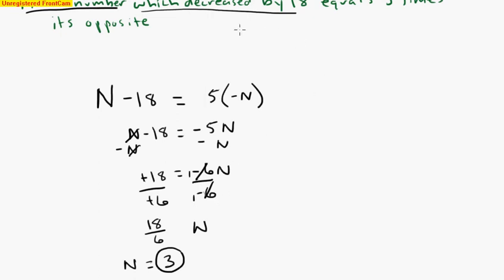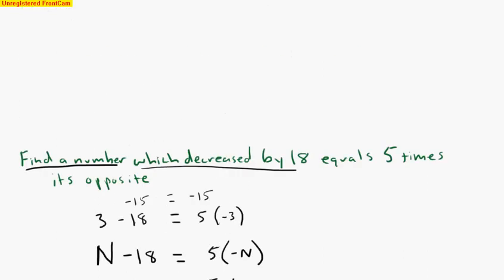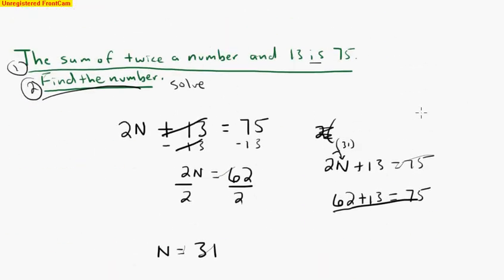So n equals 3. Let's plug that in just because it's kind of interesting. 3 minus 18, see if it works, equals 5 times negative 3. 3 minus 18 is negative 15, and 5 times negative 3 is negative 15. We're correct. Combining two things we know, we know how to solve equations, and we know how to take these phrases and English words and change them into algebraic phrases, written out in numbers, operations, and values.